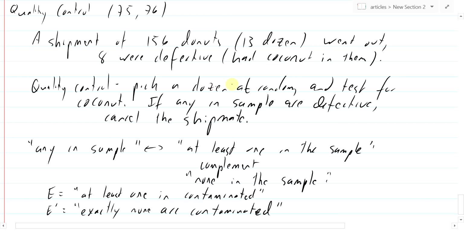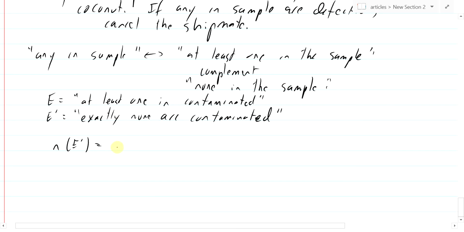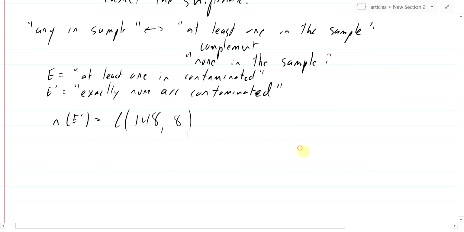Out of, well, how many are non-coconut infested? Well, there's 148. 156 minus 8 have no coconuts in them. So we're going to pick, out of the 148 good donuts, we pick 12. So that's n of E prime. So what's the probability of E prime? Well, the numerator will be C 148, 12. And the denominator is how many possible choices of... I'm sorry. We're picking 12 out of 156.